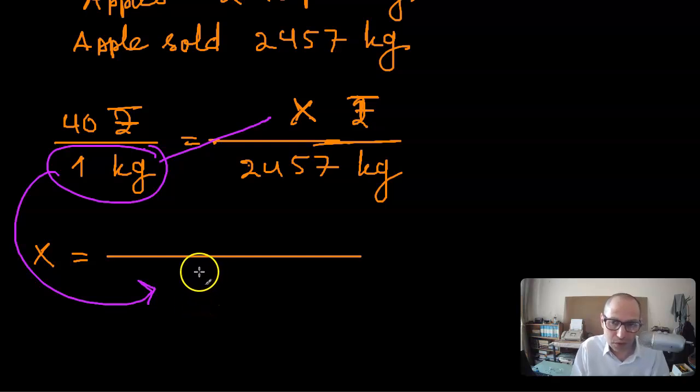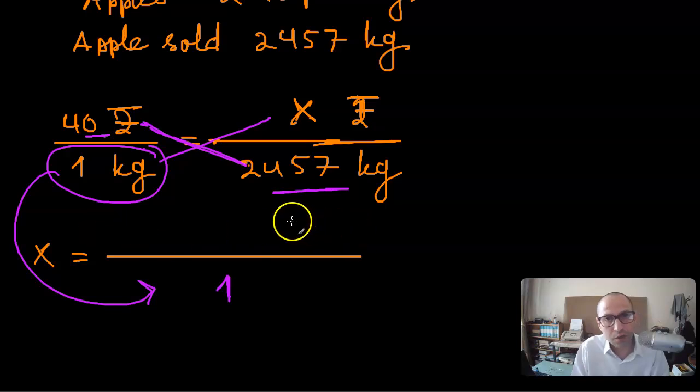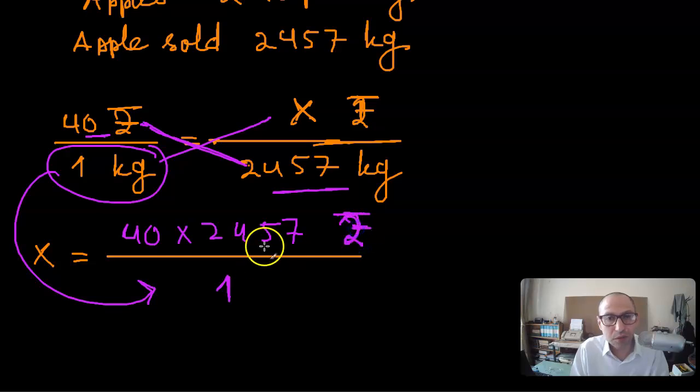Or you could use essentially logic the way that I showed you before. So that is a 1, right? And I don't have to write the unit. And I will show you essentially why it's okay. And then over here I have essentially this and this, which are across from one another. You have to put them here in the numerator, multiplied together. So that's 40 times 2,457, right? So the answer is actually this number, whatever that is, in rupees.